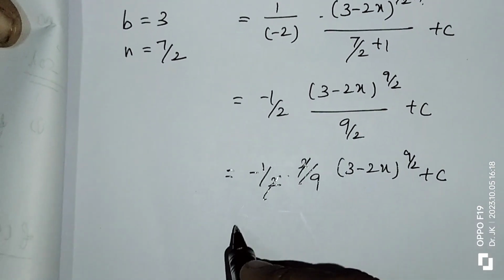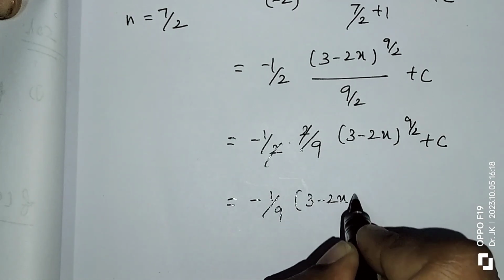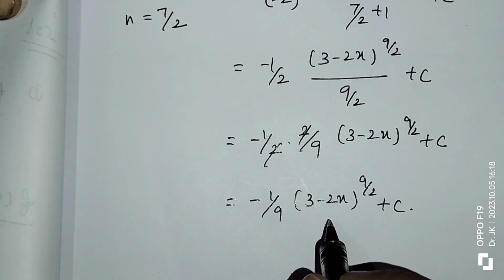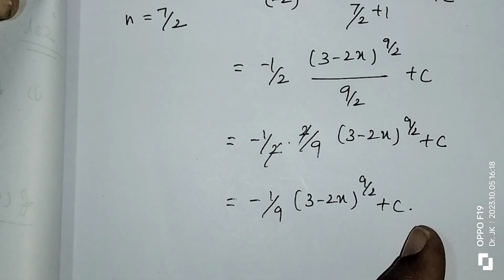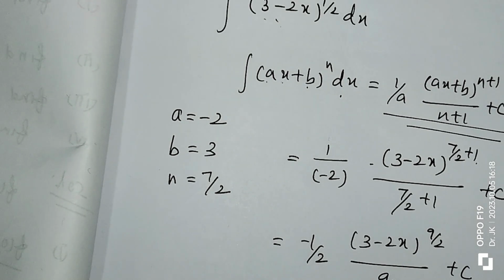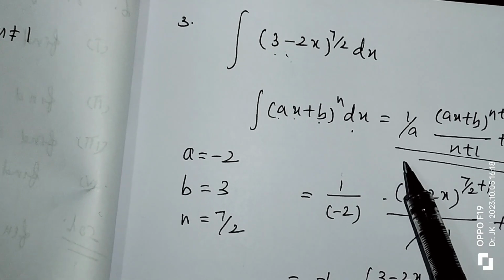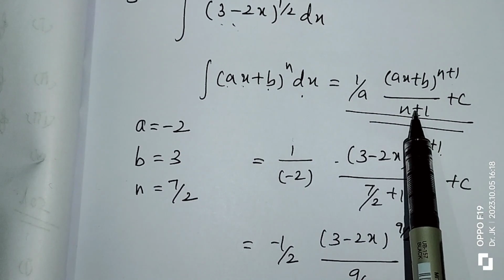So 2 will be cancelled. We will get minus 1 by 9 into (3 minus 2x) whole power 9 by 2 plus c. So this is the integration of (3 minus 2x) whole power 7 by 2 into dx. So these are very simple. In case of direct integration, you can apply the formula x power n plus 1 by n plus 1 plus c. In case we have the ax plus b format, it's just to use the formula 1 by a into (ax plus b) whole power n plus 1 by n plus 1 plus c.